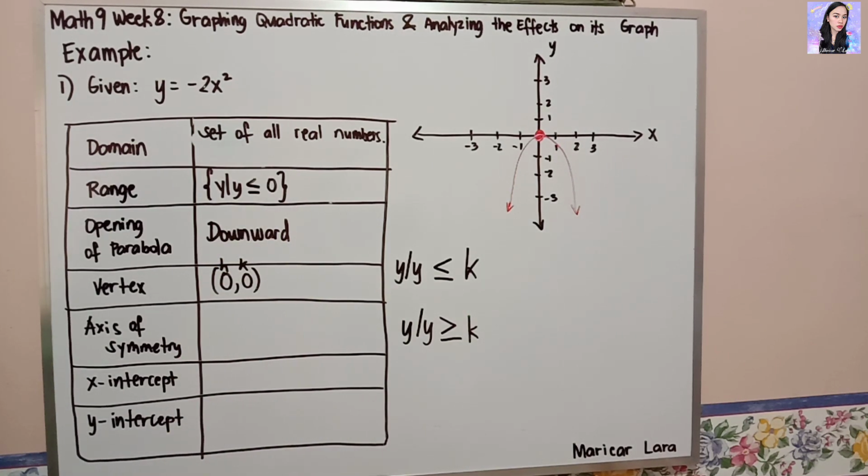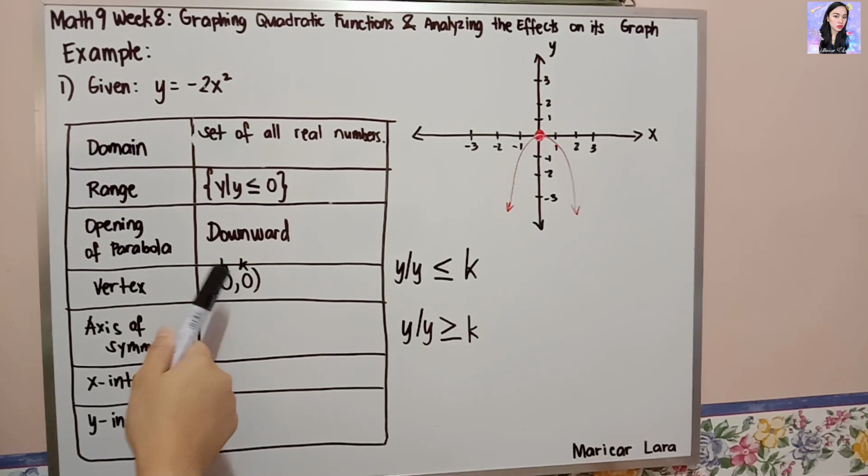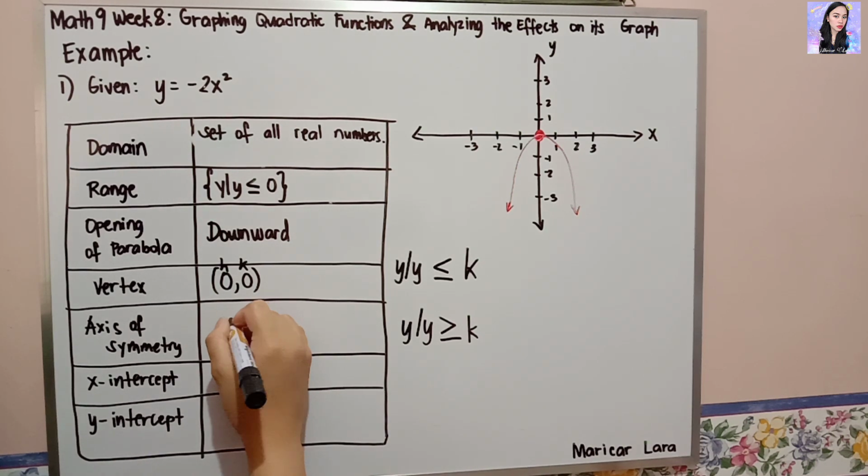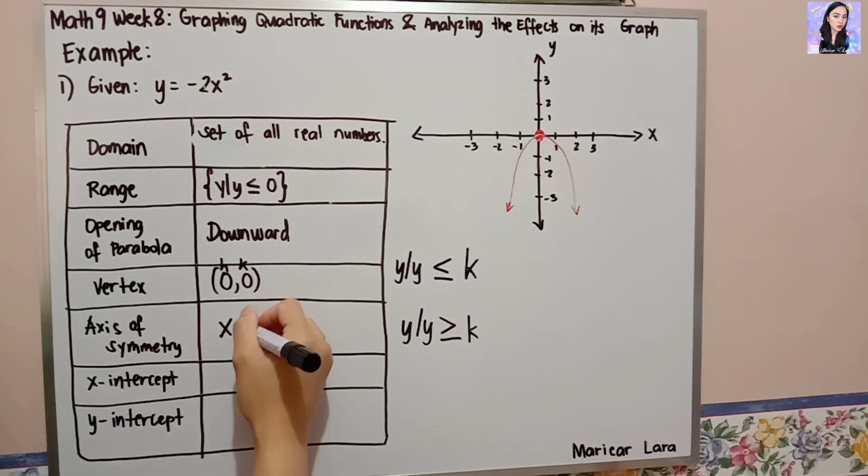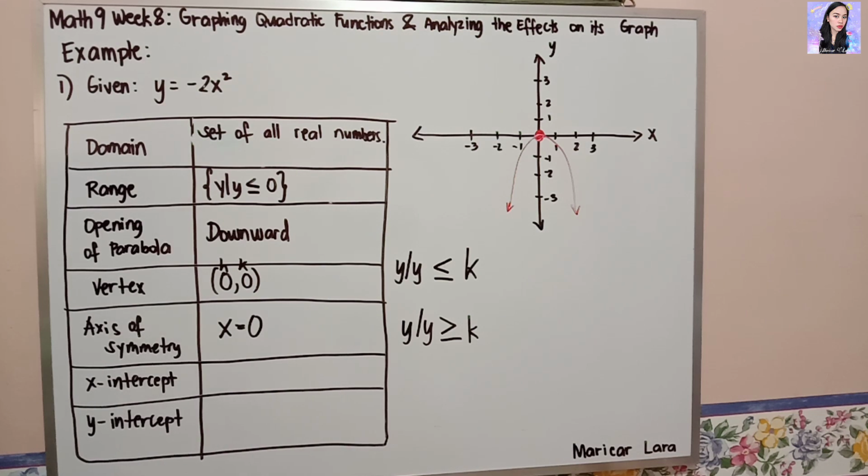Okay? Next is yung axis of symmetry. So, sa axis of symmetry, kukunin lang natin yung H dito sa vertex. So, ang H natin ay 0. So, lalagyan mo lang din ng X. X equals 0.